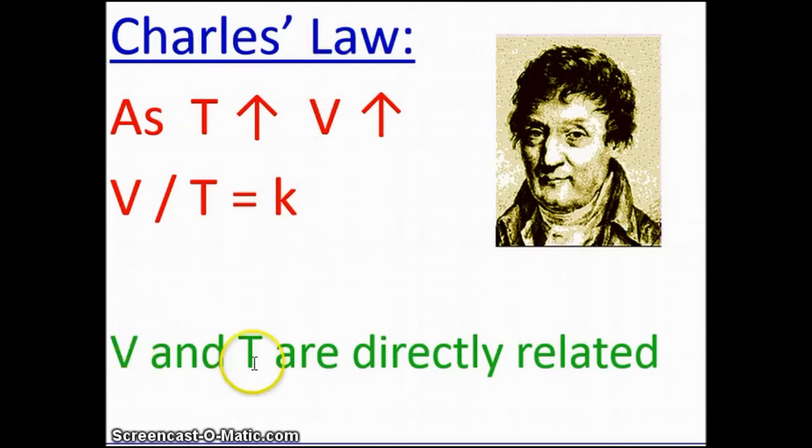So this is another direct relationship. If I increase the temperature, that makes this the independent variable, and the volume is going to be the dependent variable again. So if I increase the temperature, we should increase the volume. So let's go back to our model.